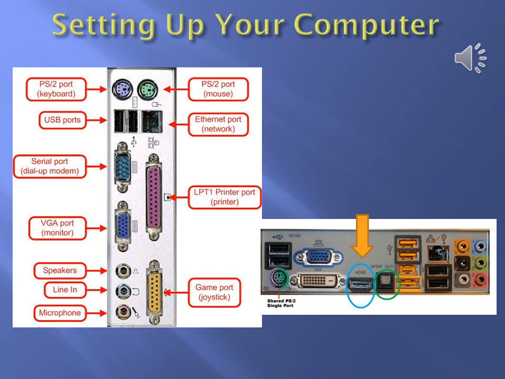So you've got the keyboard to the left and you've got your mouse to the right. It's just letting you know that that is now a universal port, and you can plug both of those in, obviously not at the same time. More than likely your mouse would plug into your USB port now, and your keyboard would plug in there, or vice versa.